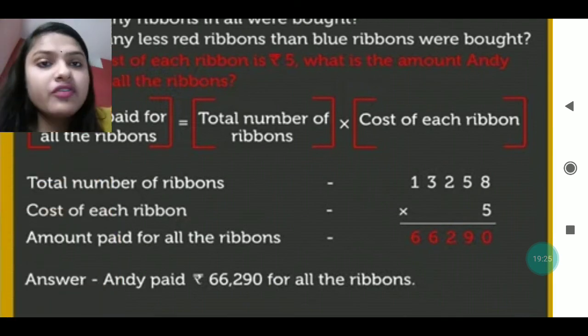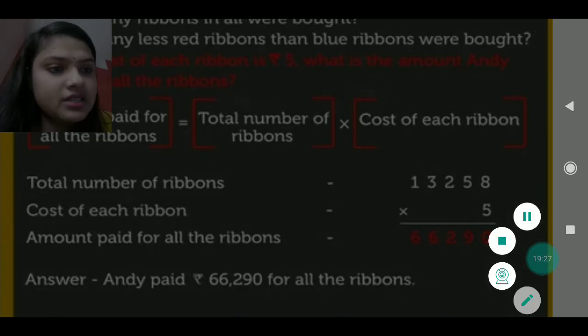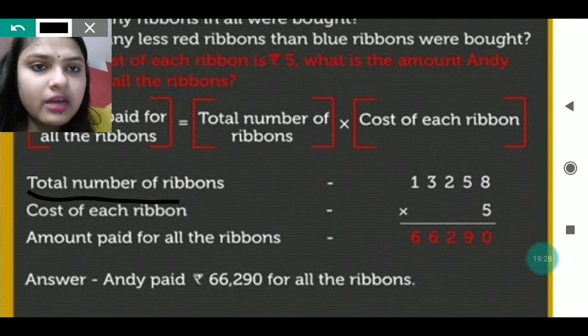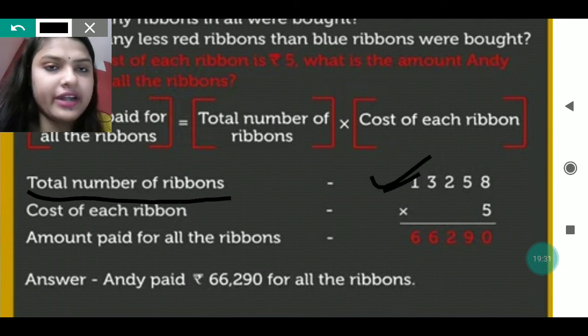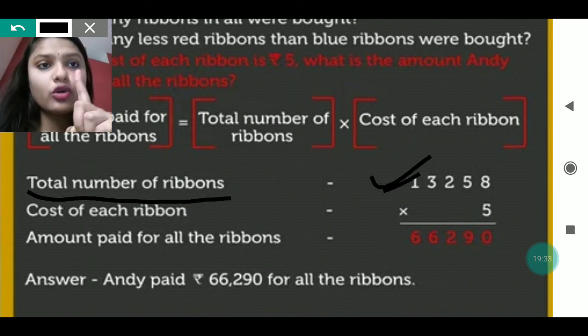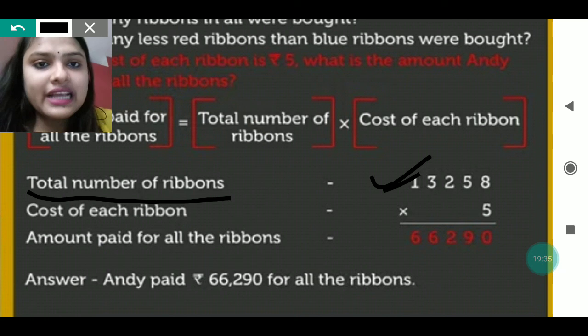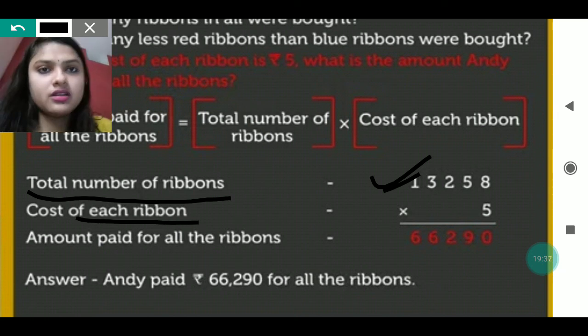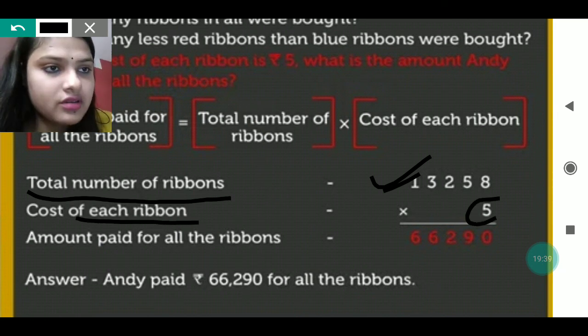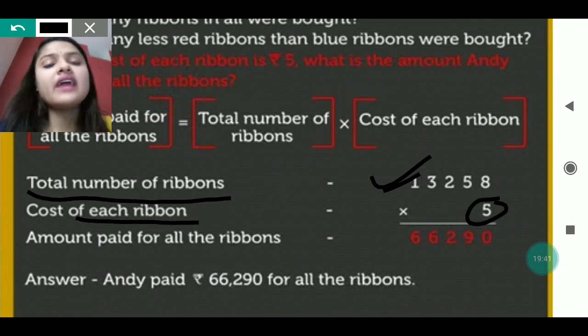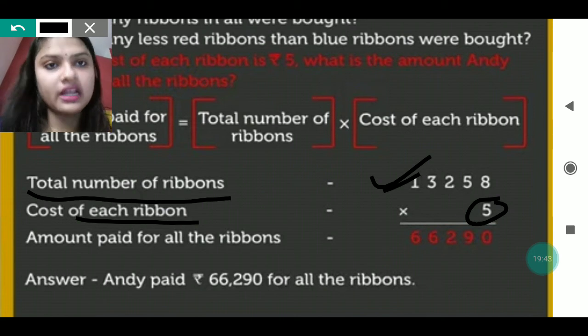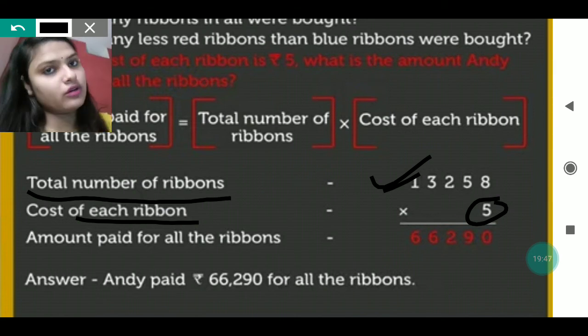See, my dear. First we will write the total number of ribbons, that we calculated in the first part. Next, the cost of each ribbon, that is given, 5. Now we will multiply, then only we can get the total amount paid for all the ribbons.